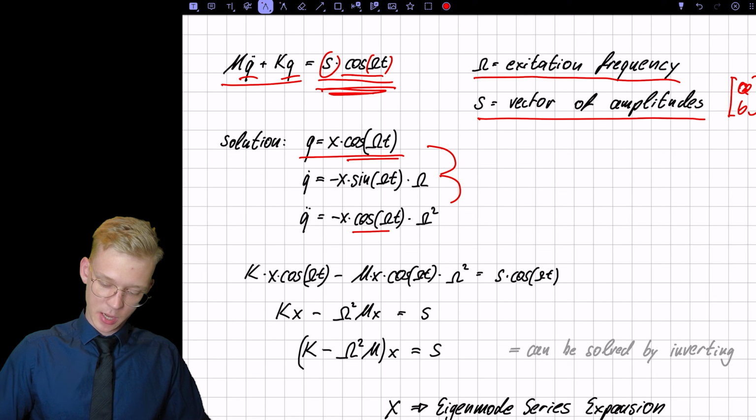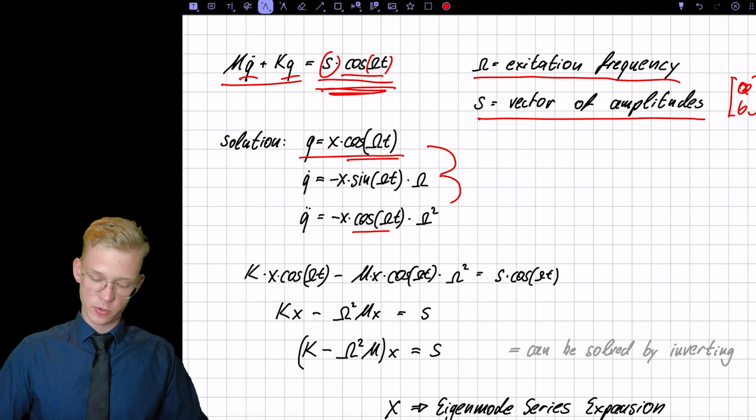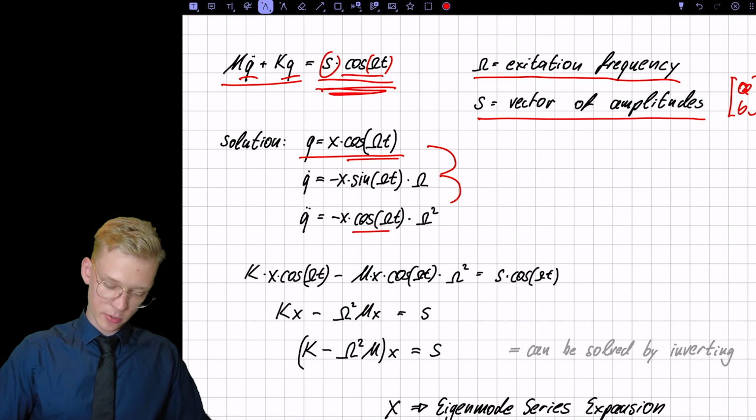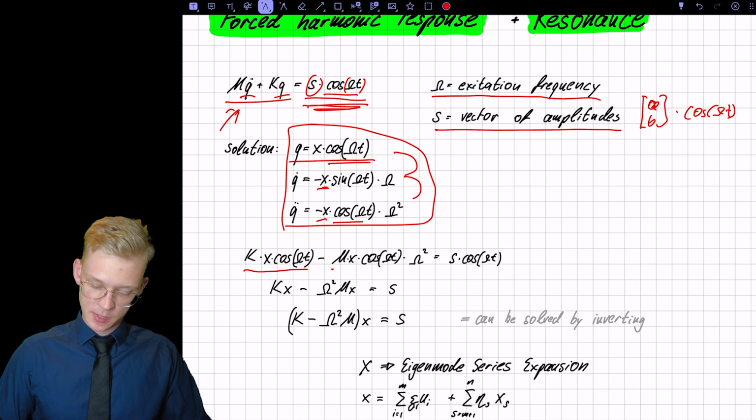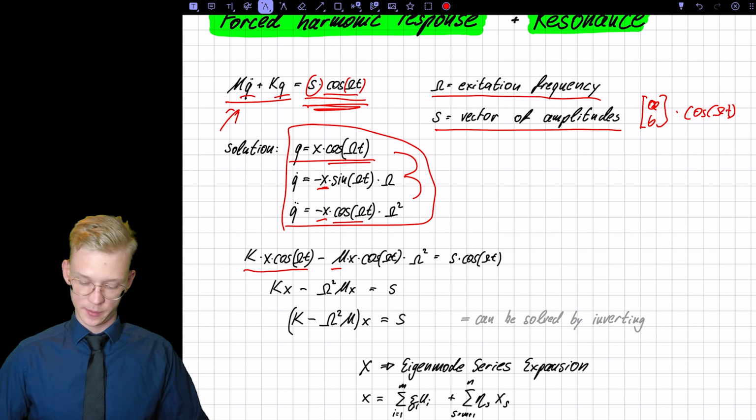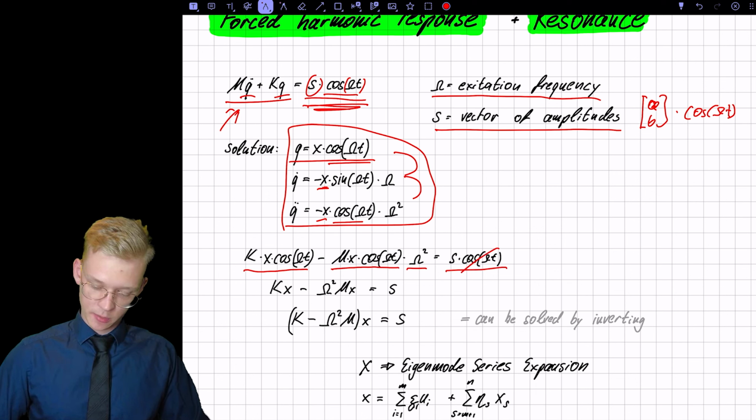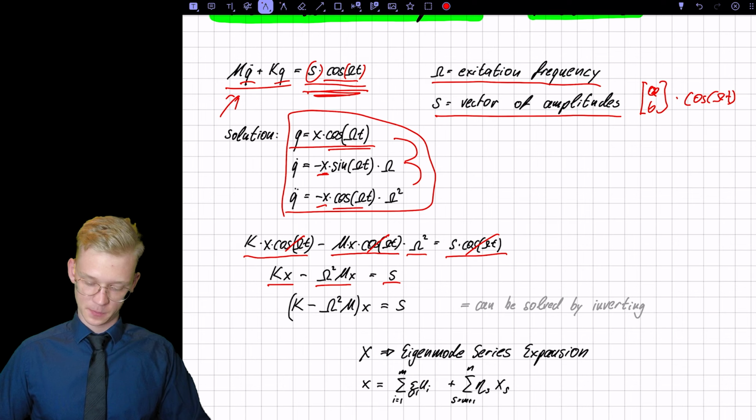So let's insert our solutions that we had here into our linear equations of motion. We will get k times x cosine minus m times x cosine omega squared equals s cosine. We can get rid of the cosine here, here, and here, and we are only left with kx minus omega squared mx equals s.